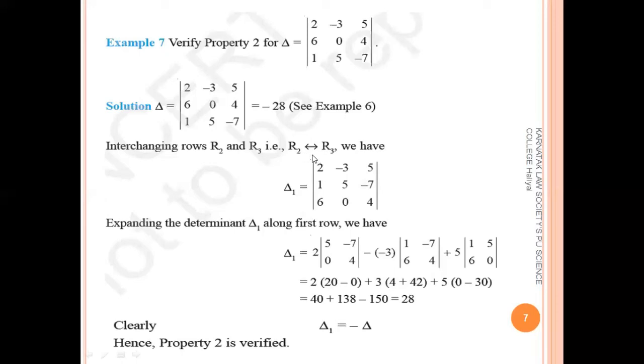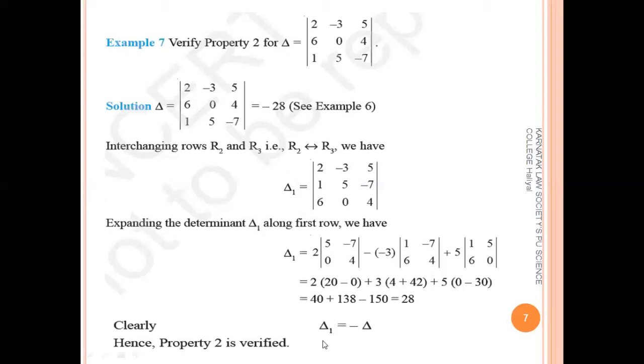Arrow marks on both sides. Interchange. What does it imply? We need to interchange R2 in place of R3 and R3 in place of R2. Again, we need to expand the determinant along the first row, because R1 we did not change, we have just changed R2 and R3. As usual, if you interchange, here you will get the answer as 28. But the above answer is minus 28. Means here the change of sign takes place.